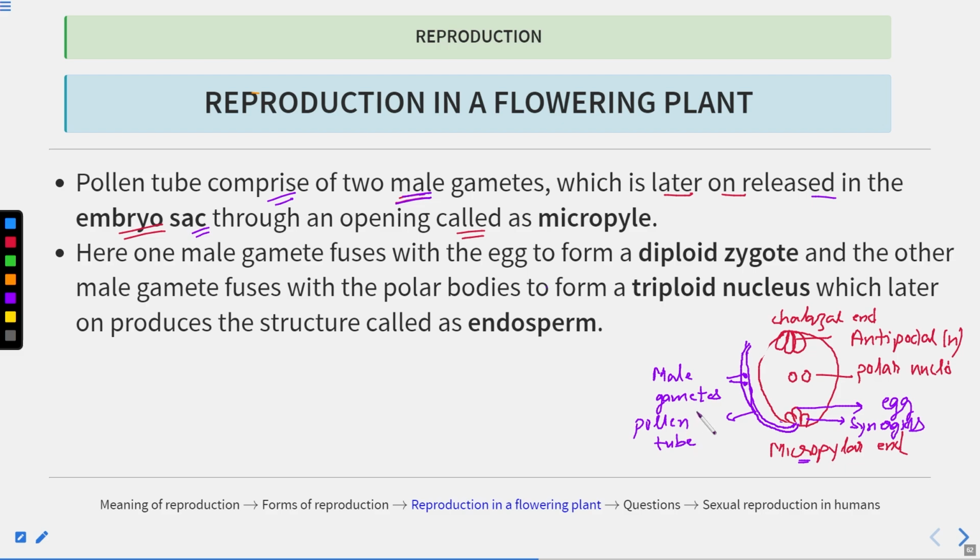Okay, that is formed by the pollen grain, and this is the structure of the embryo sac. Clear? Now one of the male gametes fuses with the egg to form a diploid zygote. So one of the male gametes will fuse with this egg cell to form the diploid zygote, and the other male gamete fuses with the polar bodies to form the diploid nucleus.